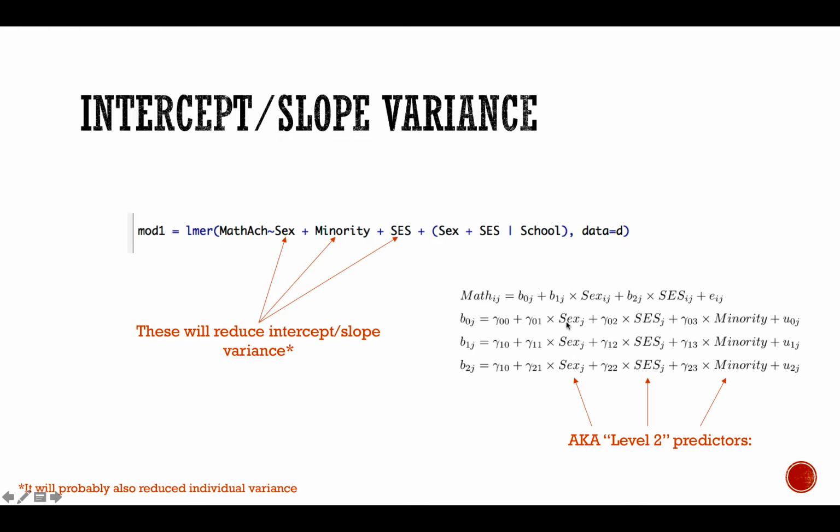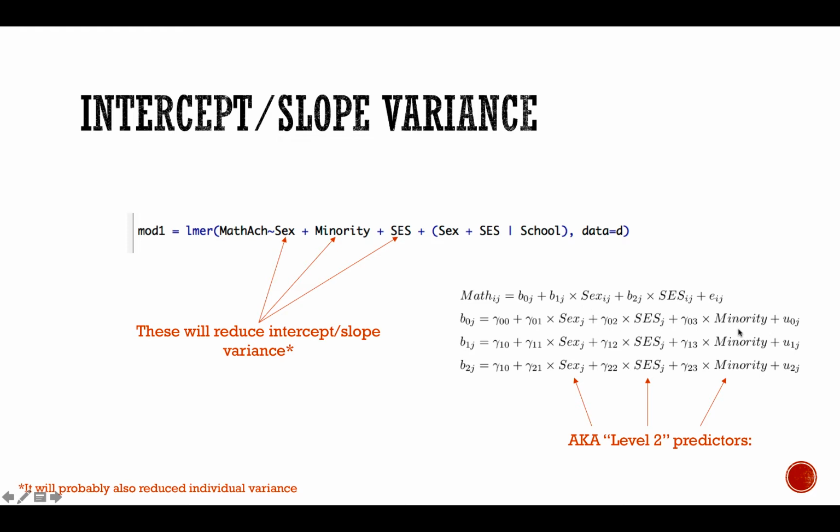So we are using the composition of sex in school J to predict the intercept, but that has its own slope. So it's kind of weird that we got a slope predicting the intercept, and then we got a slope here predicting the intercept from socioeconomic status, and then we've got a slope here predicting the intercept from minority status.